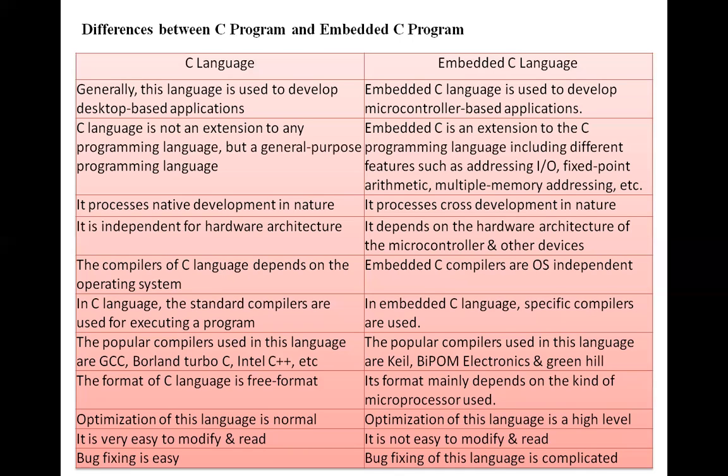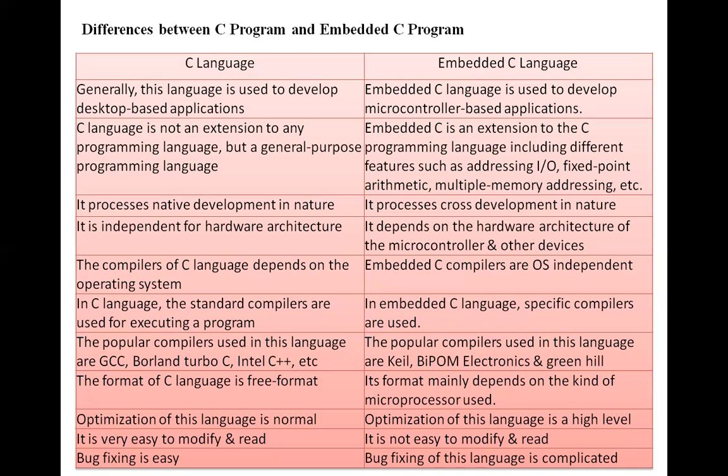Whatever microcontroller we are using, on that we are going to use that OS. So that's why it is independent of the operating system. So that's why embedded C compilers are OS independent. Next point is that in C language, standard compilers are used for executing a program. In embedded C, specific compilers are necessary. You need to handle a specific type of compiler that will match. I have given some examples in the next point.